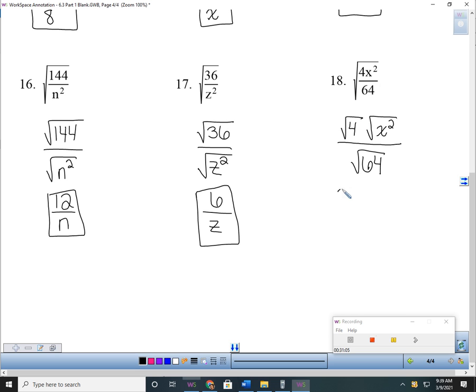So square root of 4 is 2. The square root of x squared is x. And the square root of 64 is 8. Then I need to make sure that I reduce right here. So 2 will go into 8 4 times. So I have x on the top, and then I have a 4 on the bottom.